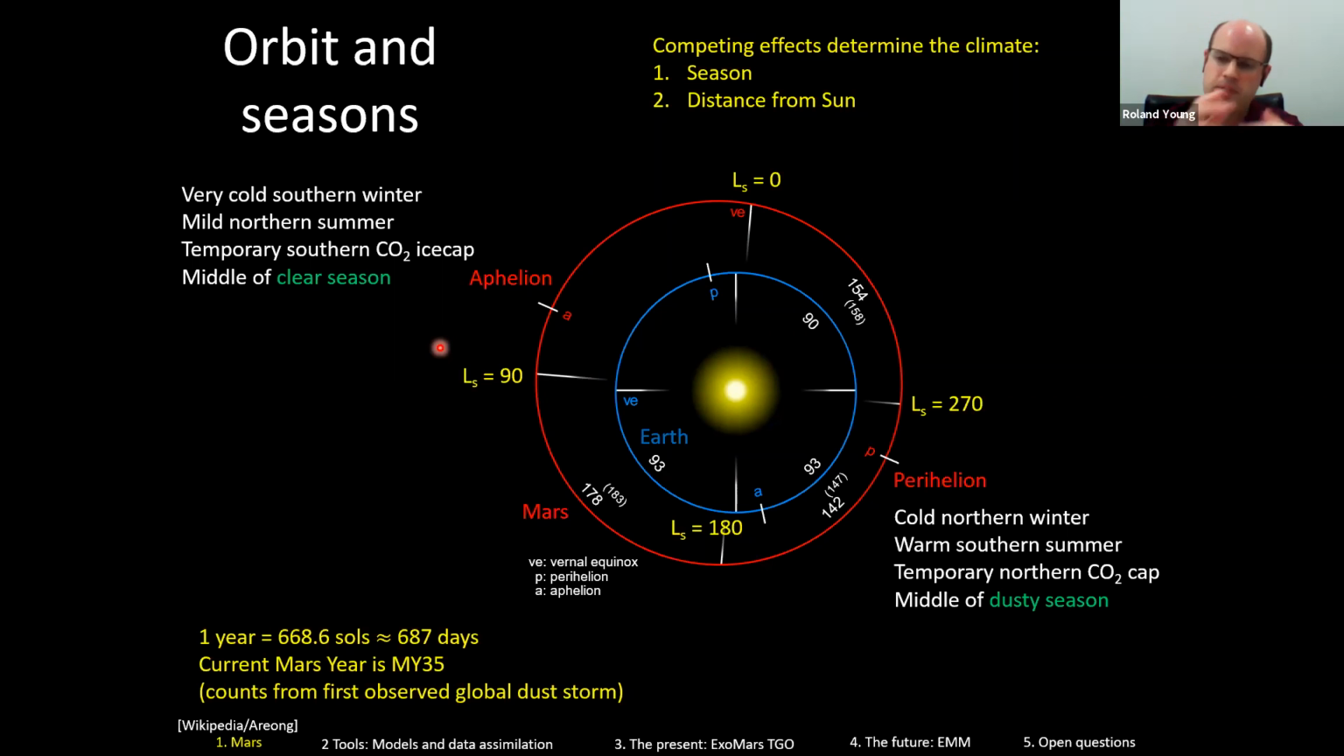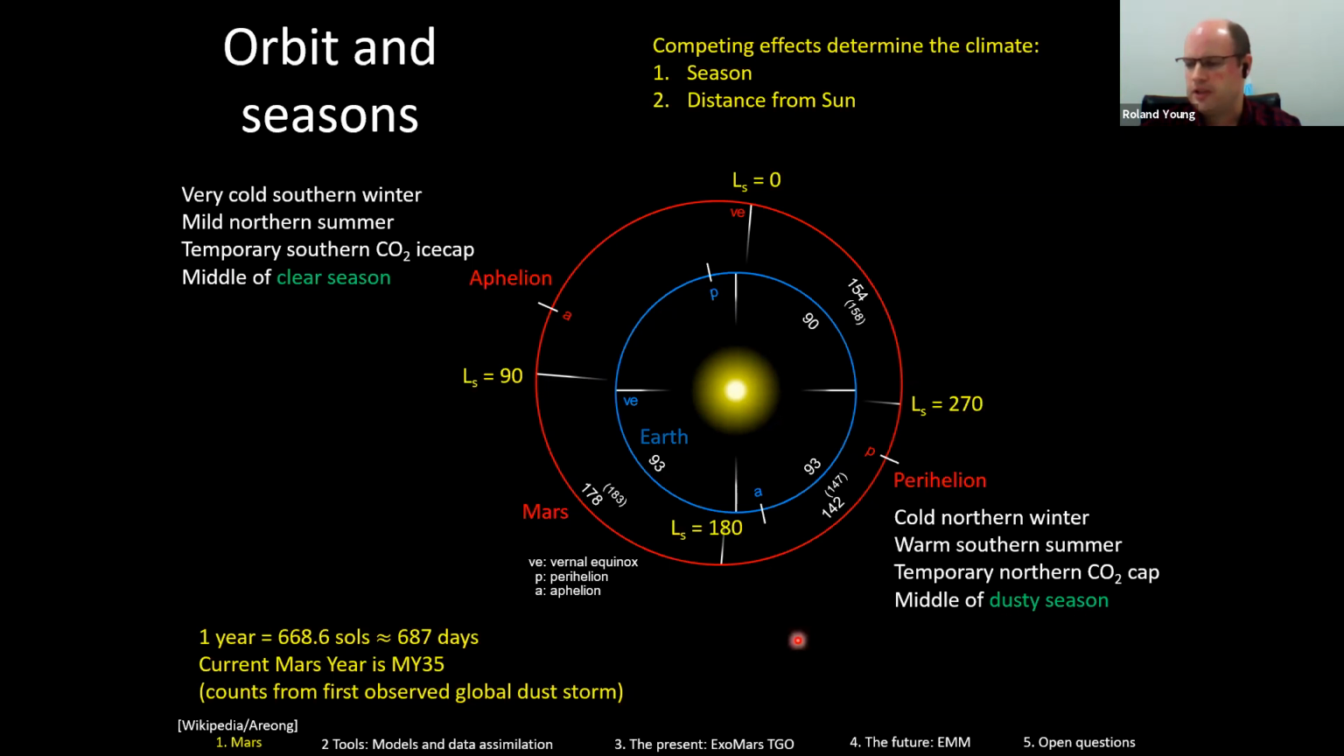And then at the opposite end of the year, the December, November time, the southern hemisphere is reasonably warm and the northern hemisphere is reasonably cold. So when the planet is farther away from the sun, the seasons are more extreme. And this actually leads to two different parts of the year, each one approximately half a year long, called the clear season and the dusty season.